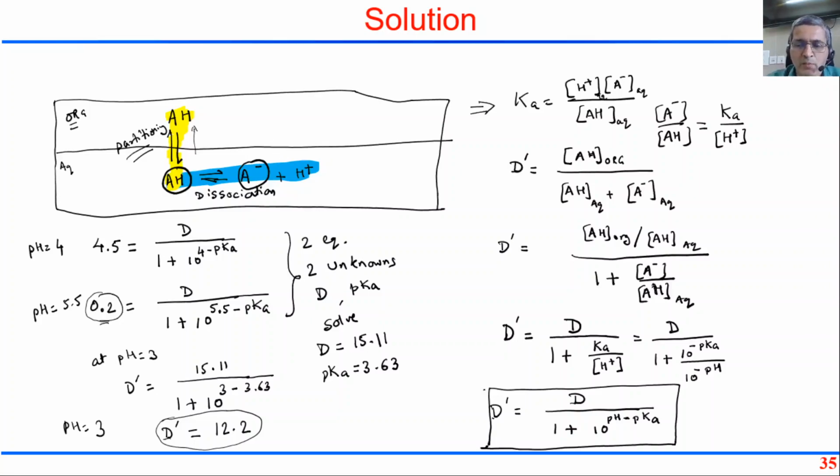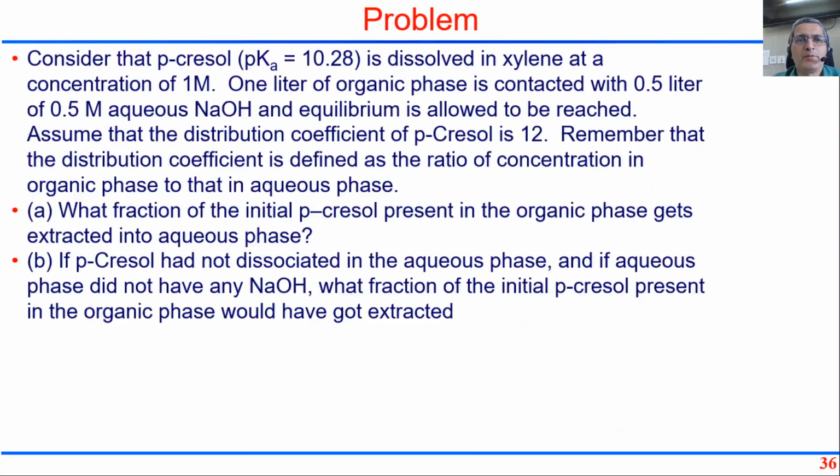Let's just take one more problem so that we are sure that we have understood all these concepts. Here is another problem, where the situation is slightly reversed. Imagine that paracresol, pKa 10.28, a very weak acid, is dissolved in xylene at a concentration of 1 molar. 1 liter of organic phase is contacted with 0.5 liters of 0.5 molar aqueous NaOH and equilibrium is allowed to be reached. Assume that the distribution coefficient of paracresol is 12.